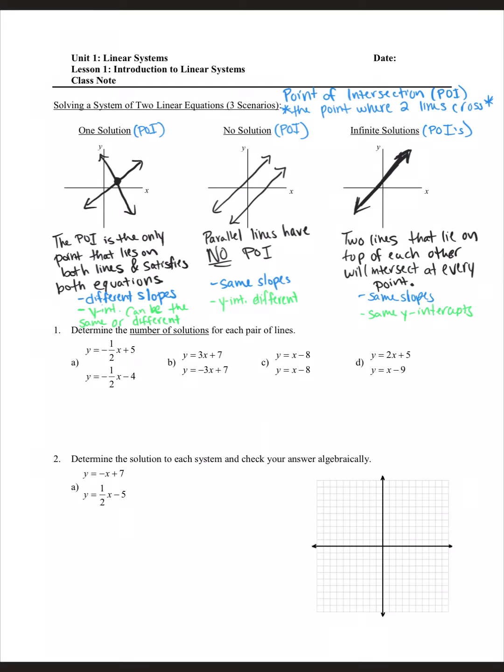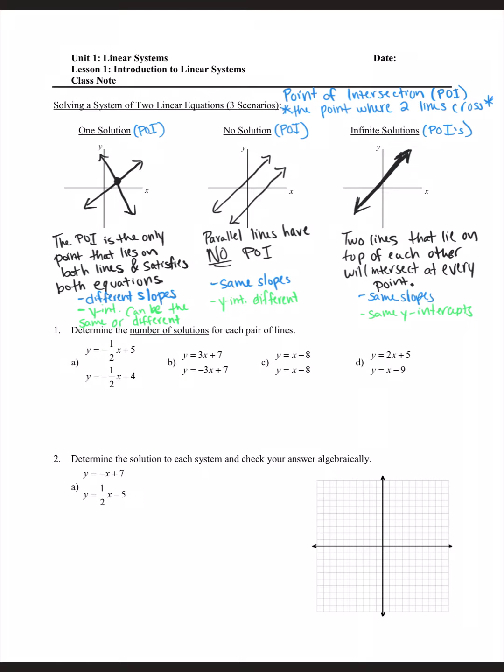So let's take a look at some linear systems and see if we can determine how many solutions we'll have. So determine the number of solutions for each pair of lines. We'll take a look at their slope, we'll take a look at their y-intercept, and then based on the note we just took above, we'll determine how many solutions it will have.